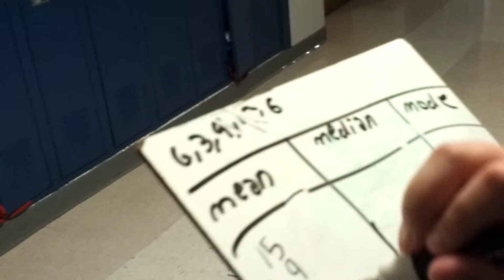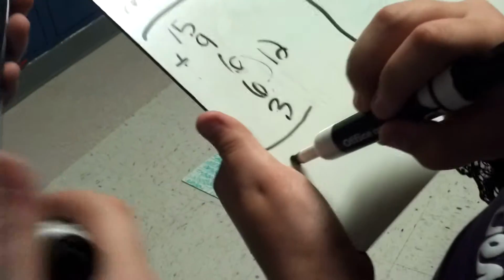15 plus... I already crossed that off. Plus 9. Plus 6. Plus 6, plus 3. Right. So now let's do it. Wait. First, we do it this side. So 6 here, plus 6, I have it already, 12. Well, it equals 39. Then we would average it.